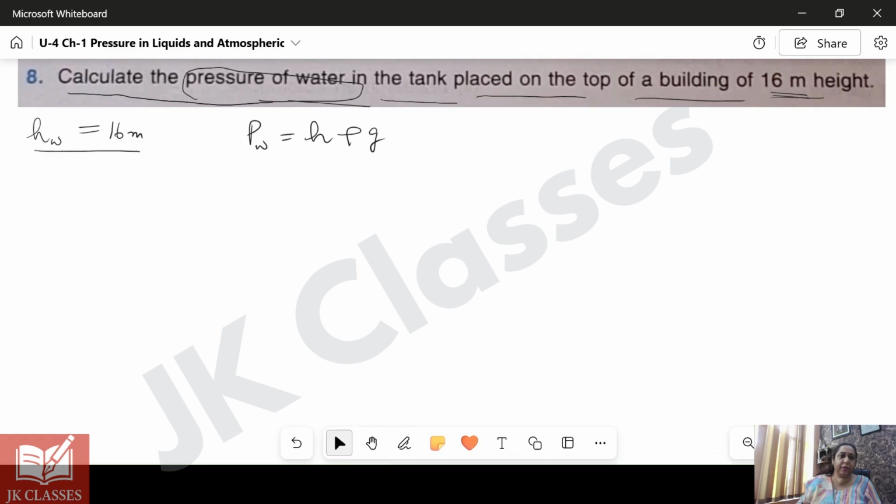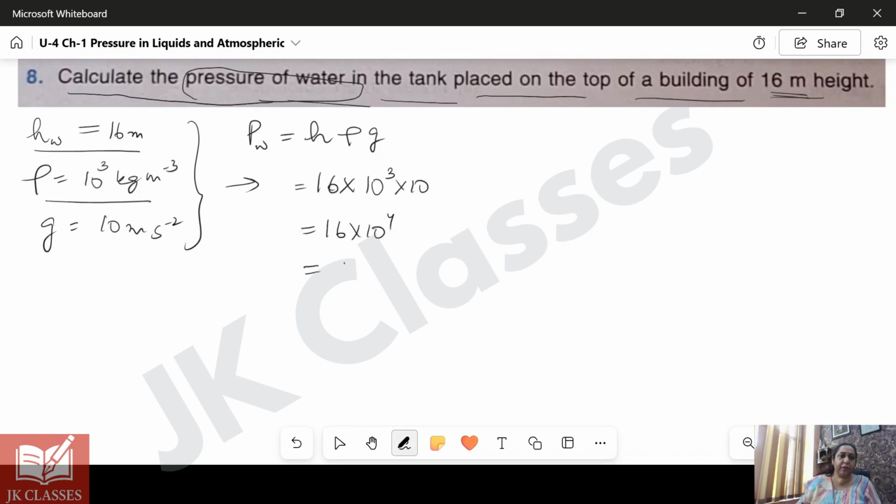H is given, density we already know. Density of water is 10 to the power 3 kg per meter cube, and G is also known to us, that is 10 meter per second square. Putting all these values in the formula, this gives us 1,60,000 Pascal. Very simple. That's our answer.